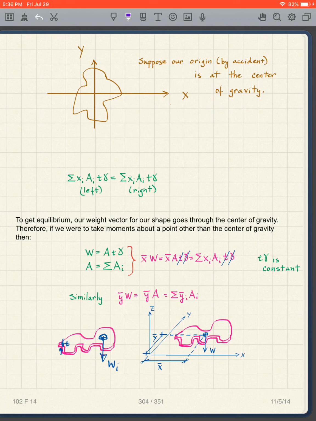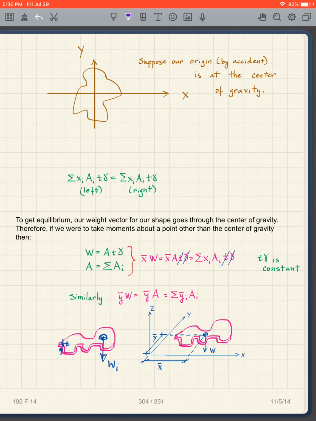So in other words, I found, in a sense, my origin for my axes is at the balance point. In other words, I put my pencil in this direction, I put my pencil in that direction, and I got the balance point, and then I put my coordinate system there, for instance. When that happens, then I know what?